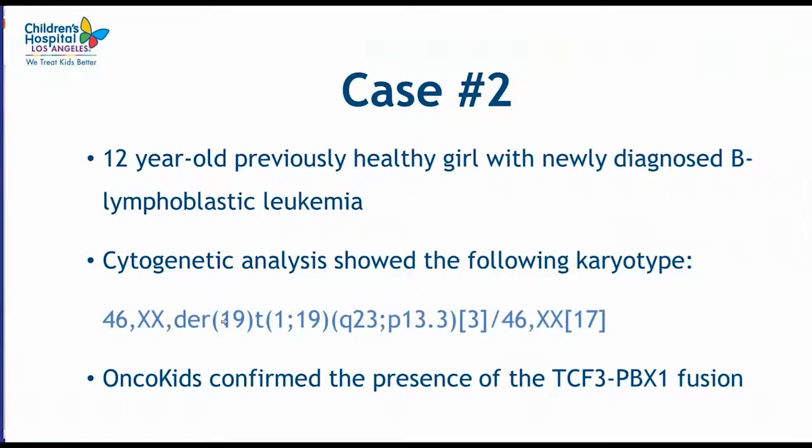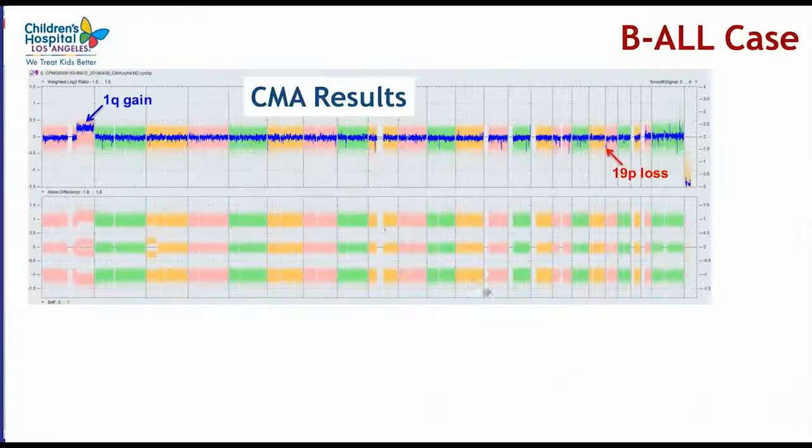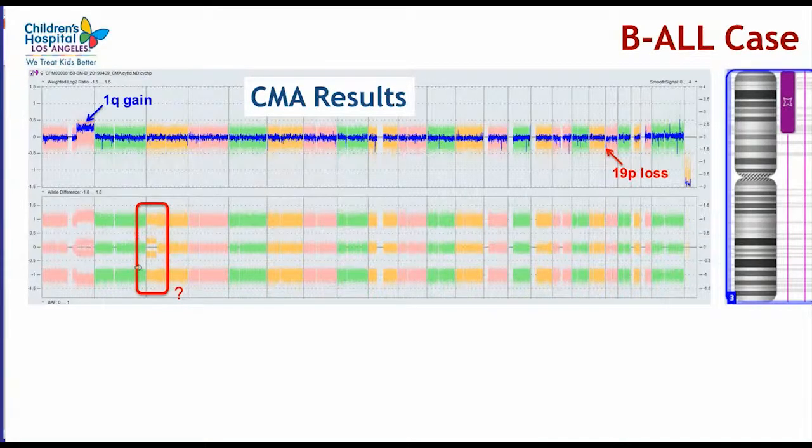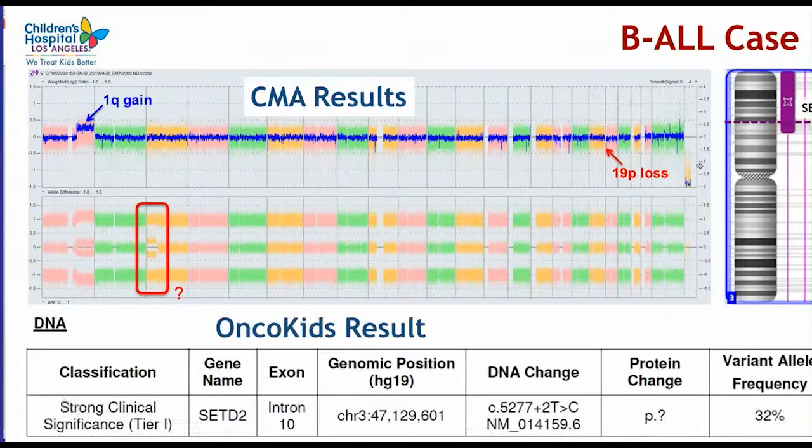This was BALL. By karyotype, we detected derivative chromosome 19 from translocation 1;19, which is a known abnormality in BALL, which results in TCF3-PBX1 fusion. And then by array, we saw gain of 1Q and loss of 19P, which was consistent with that derivative chromosome 19. However, we also see copy neutral LOH in 3P, in the short arm of chromosome 3, in a region that's not typically associated with BALL. So initially, this had to be interpreted as having unknown significance for BALL pathogenesis.